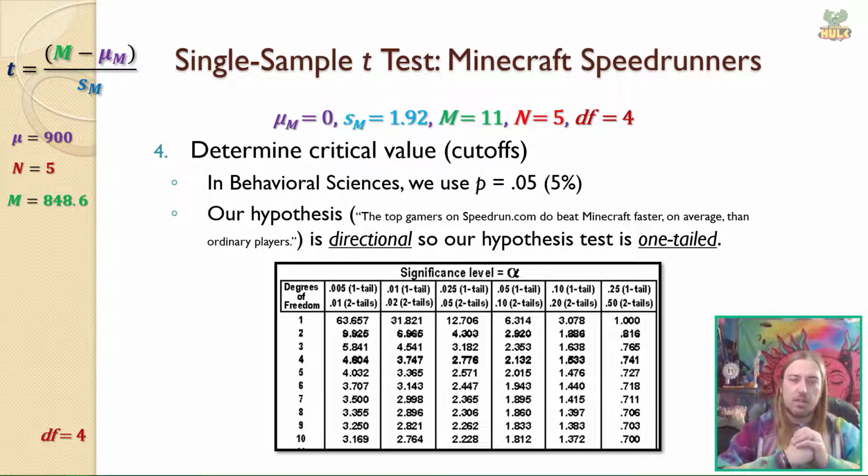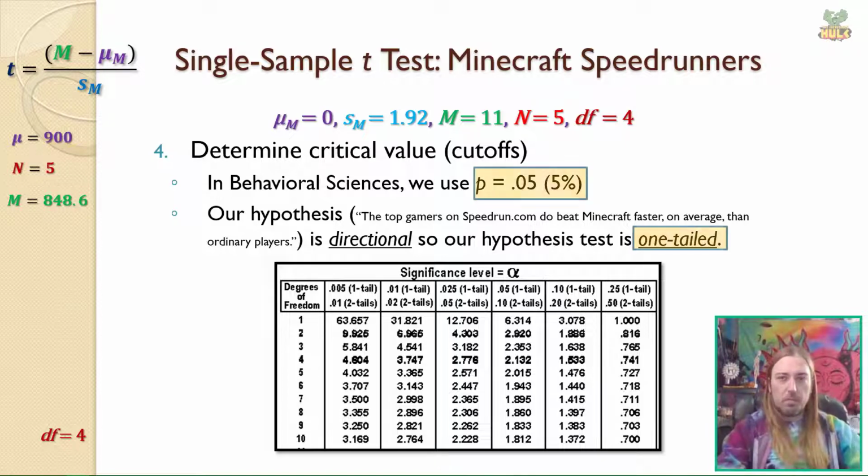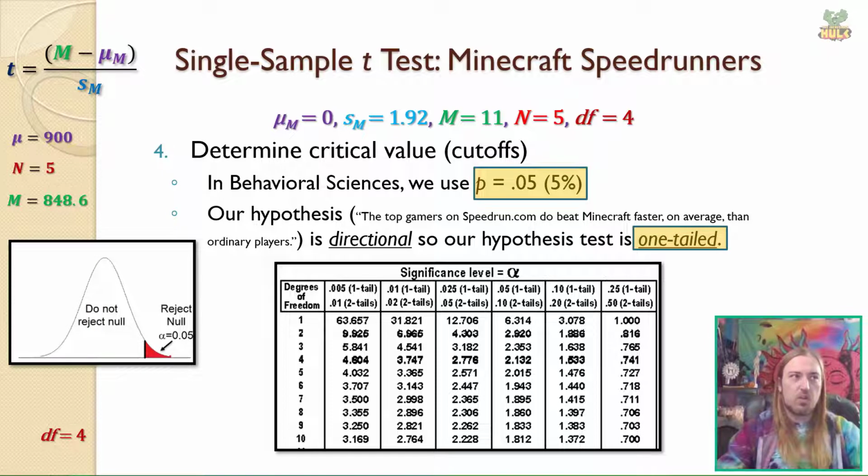Our hypothesis in this case was that the top gamers on speedrun.com do beat Minecraft faster on average than ordinary players. So because that's directional, our hypothesis test is one-tailed. So make sure you're paying attention to this sort of thing, because this is what's going to help clue you into the values that you expect to see.